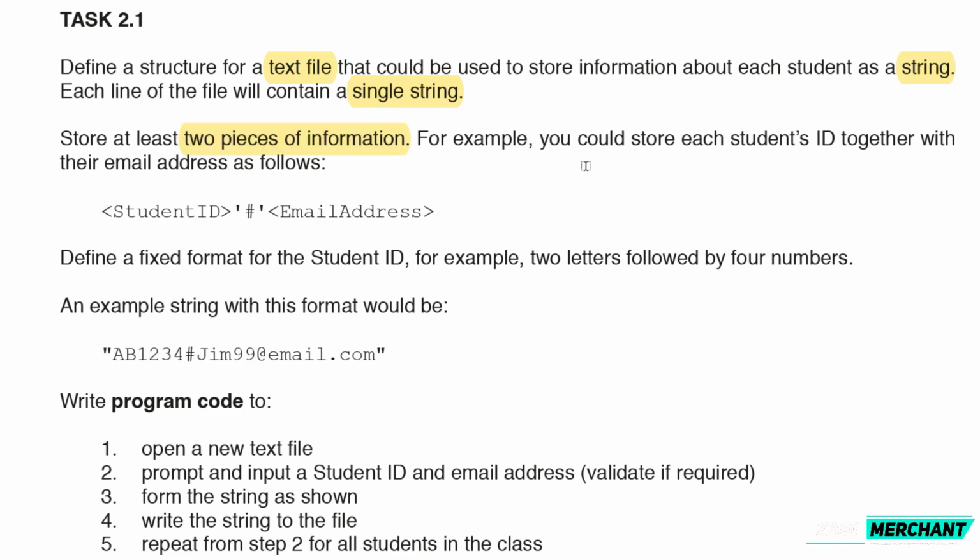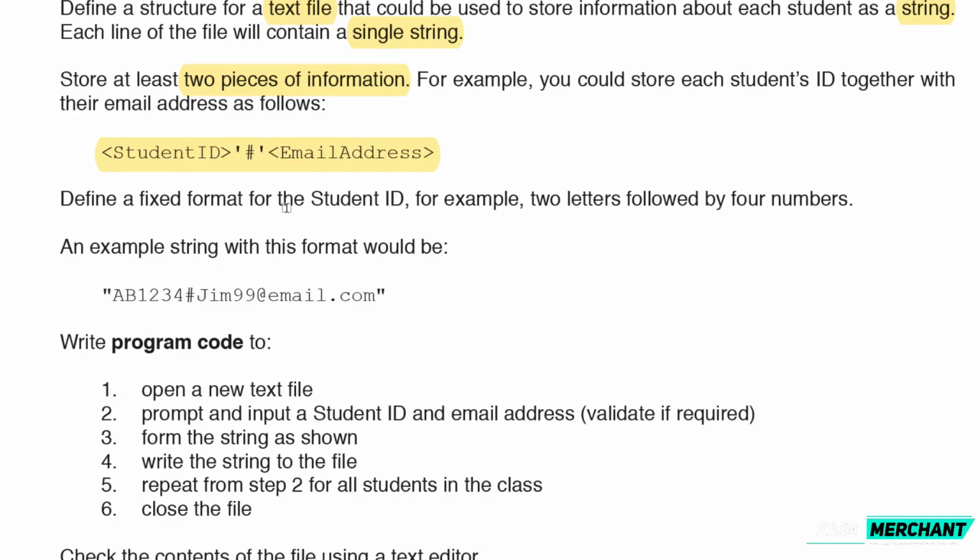For example, you could store each student's ID together with their email address as follows. So same as before, you will use two different strings and concatenate with a hashtag in between. That's required. So it could be any two pieces of information. For our example, we'll use ID and email as defined here. Define a fixed format for the student ID. For example, two letters followed by four numbers, so it needs to be a fixed format. So we'll decide upon which fixed format we need to use. Whatever the fixed format is, we'll check accordingly. An example string with this format could be, this is a format string.